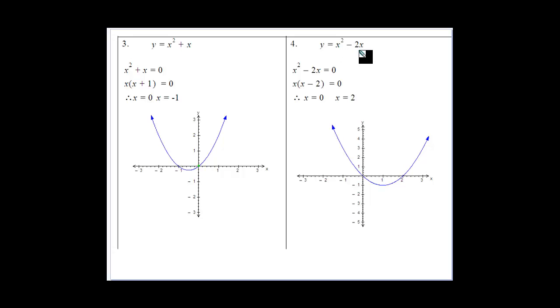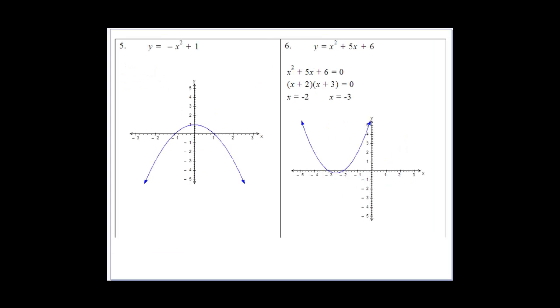Y is equal to x squared minus 2x. Again, when x is equal to 0, it goes through the y-axis at the origin. And then we set y is equal to 0, and then factorise, and we get x is equal to 0 and 2. So there's our x coordinates there. So it's concave up, going through x is equal to 0, x is equal to 2. And then the last couple of questions, minus x squared, we know it's going concave down this time.